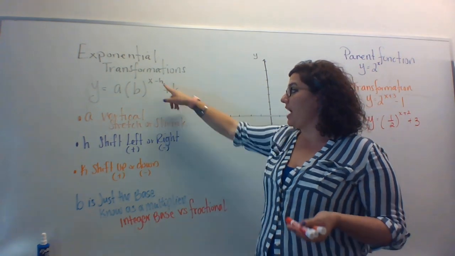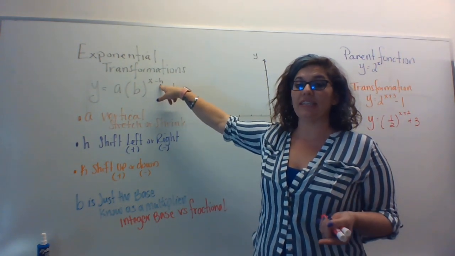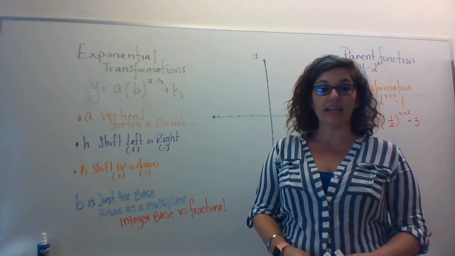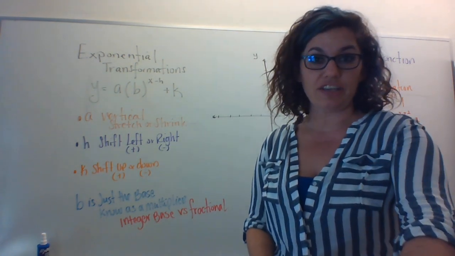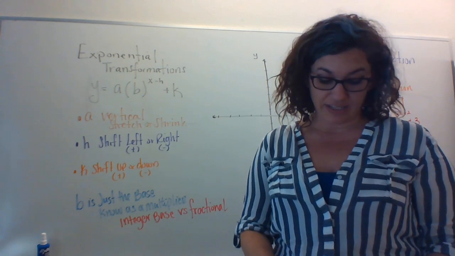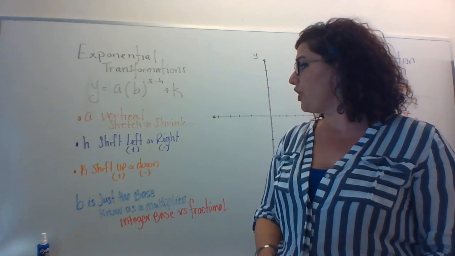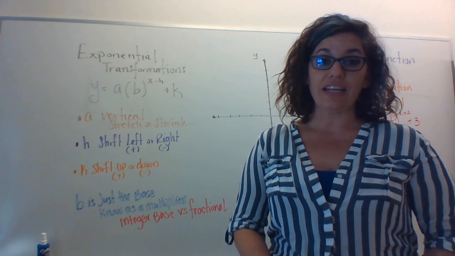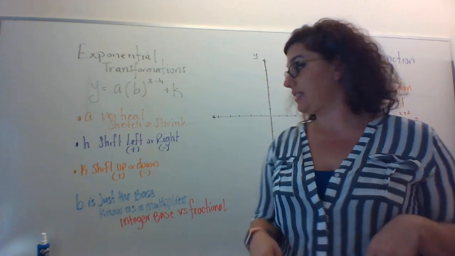Next up, we have the h, which is attached to the x. Now, you won't see any parentheses with this one. Just know that h's are always attached to the x. And so if the h is positive, you're going to be moving left. If the h is negative, you're going to be moving to the right.